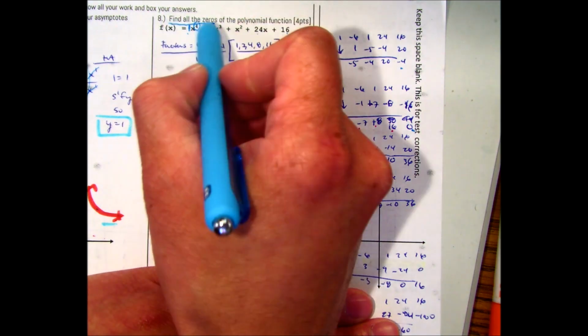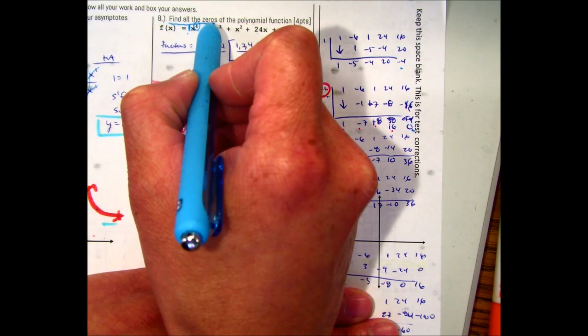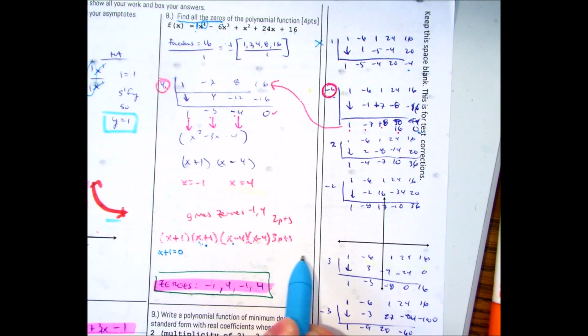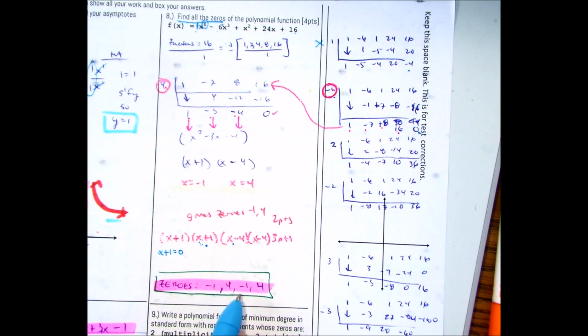It's saying find the zeros. Where does it cross the x-axis? It crosses the x-axis when you use the zero product rule and you solve each of those. I get -1, 4, -1, and 4.